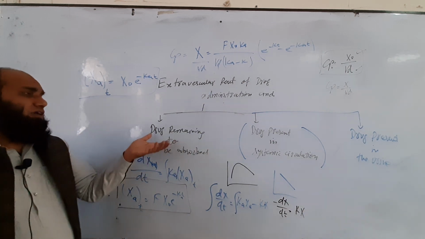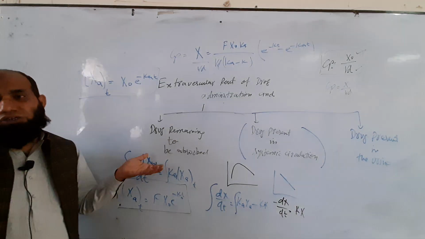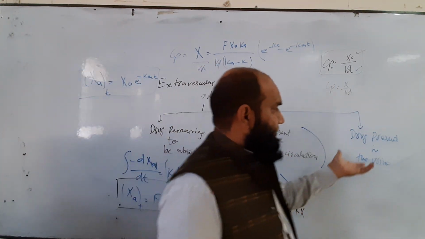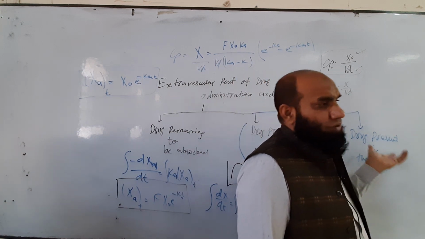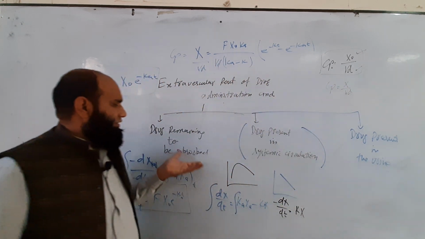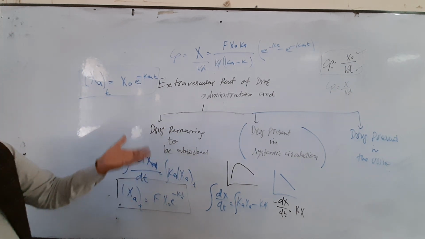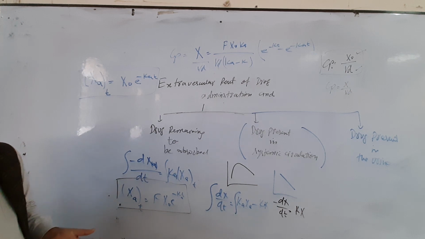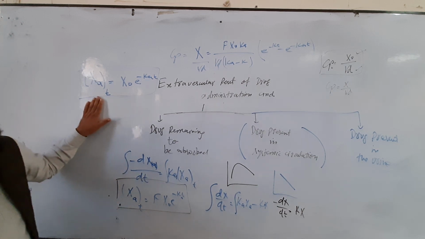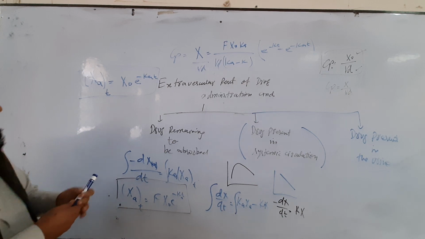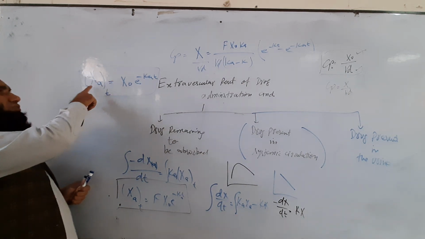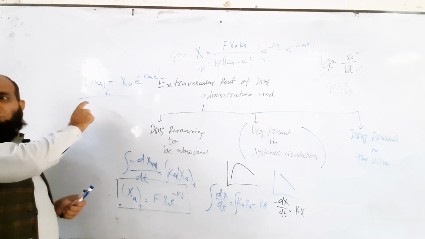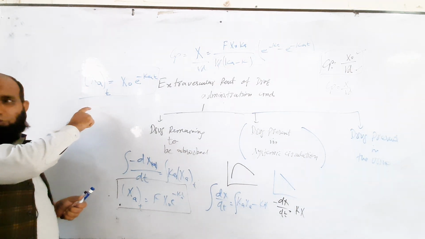One is the amount which is present in the GI tract, another is the amount which is present in the systemic circulation, and the other is the drug present in the urine. When we move towards the drug which remains to be absorbed in the GI tract, then we have to use this formula, and we can convert it: XA, the amount of drug remaining to be absorbed, is equal to the amount of drug. We will not write Cp here. Remember, why can we not write the word Cp here?